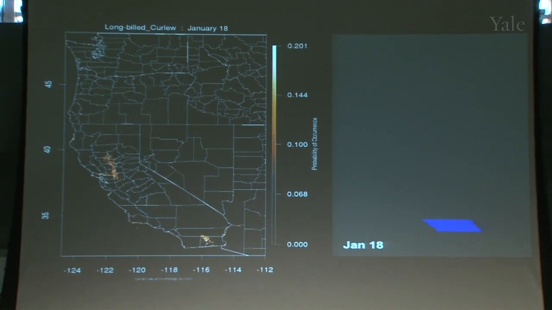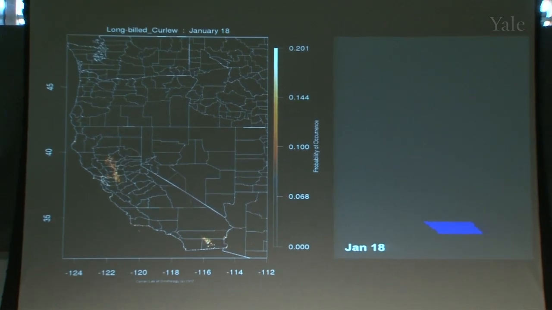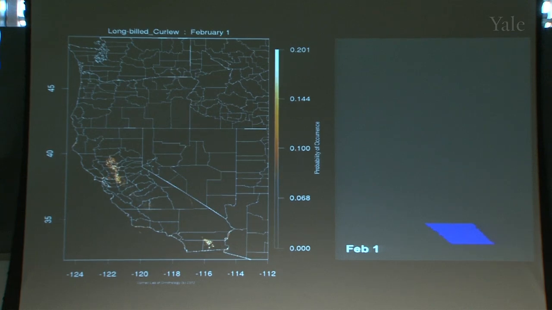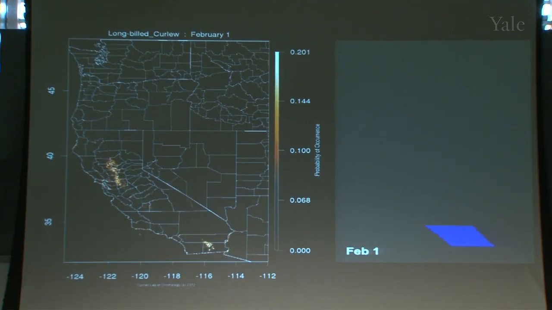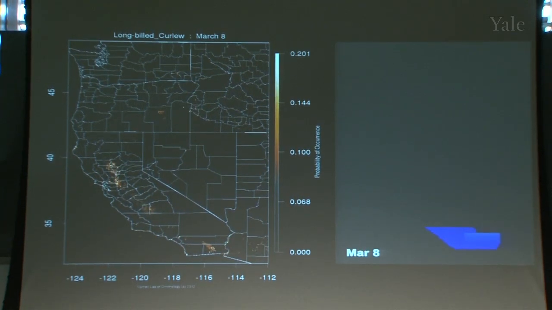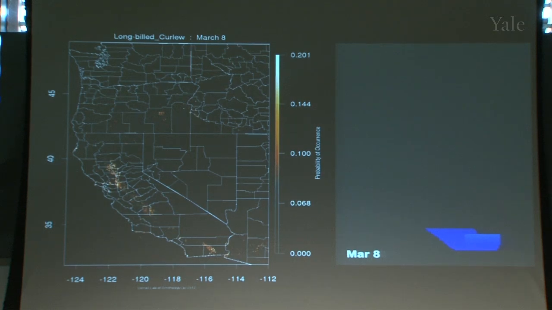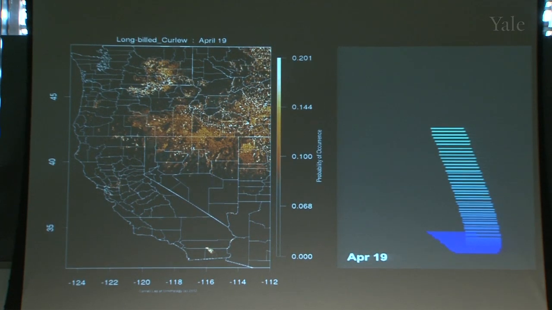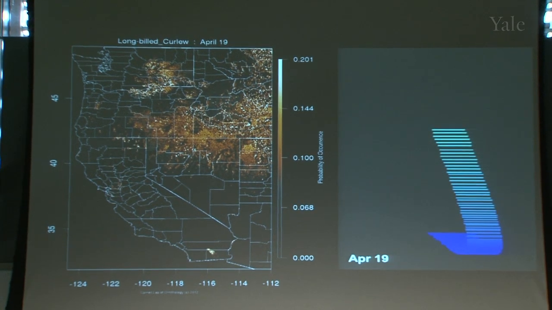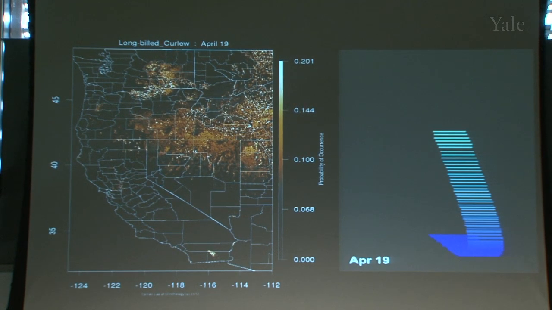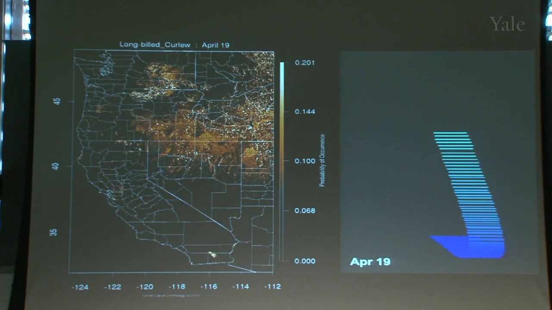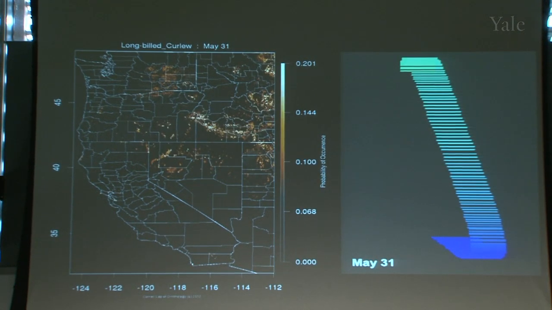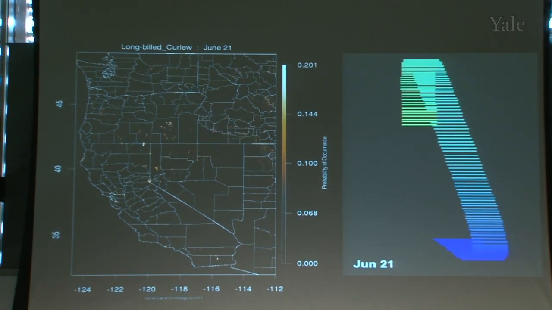We can see that during the winter period, the non-breeding period, there's not a lot of movement. Not much happens until about early March, and then you can see the birds moving rapidly up into the breeding area in the upper plains. They only stay there for a couple of weeks, and then they start moving down again quite rapidly.